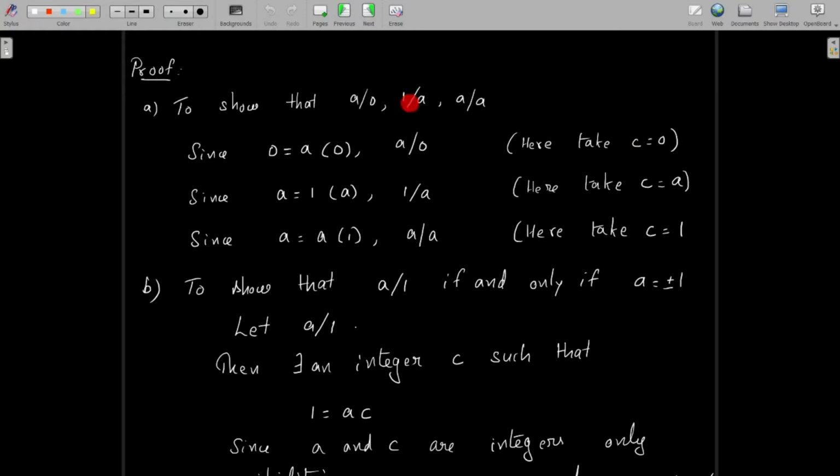Next result, 1 divides a. We have to write a equal to 1 into something. We know that a equals 1 into a. Therefore, 1 divides a. Here we take c as a. And finally, a divides a. That is, a is equal to a into 1. Therefore, a divides a. Here we take c as 1.